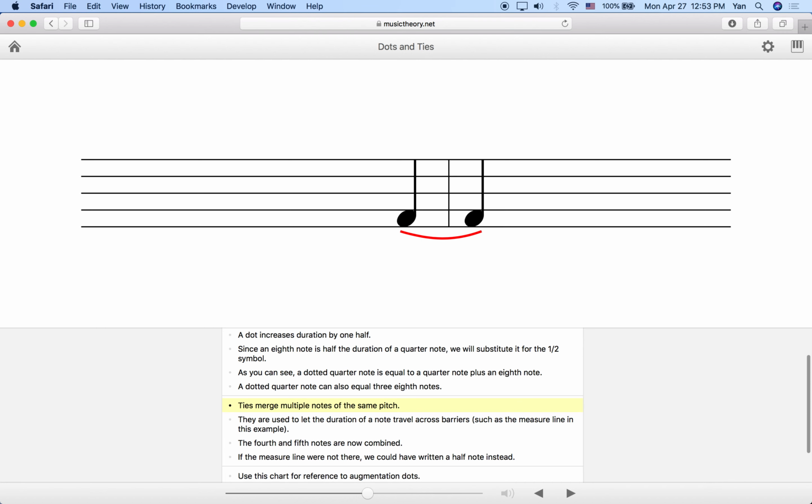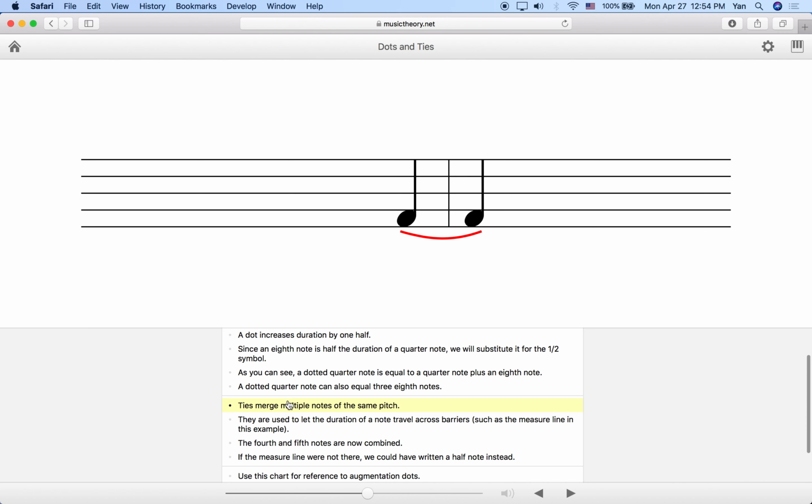Okay, so let's talk about ties. Ties add up multiple notes of the same pitch. Now, you may have seen this symbol before, this symbol of the curved line connecting two note heads. You may have seen it as a legato marking, or what's called a slur. And even though they're the same symbol, they mean different things. So let's be very clear.